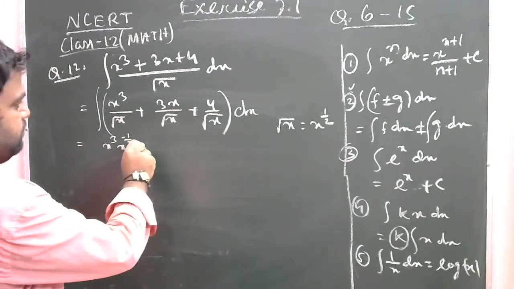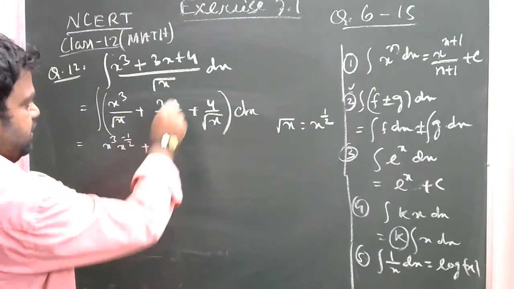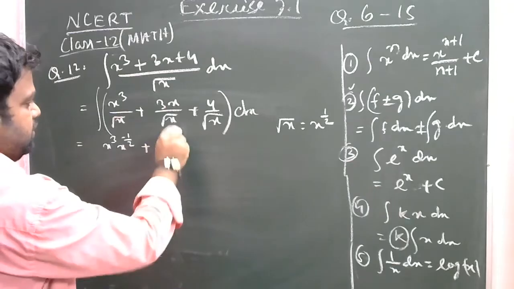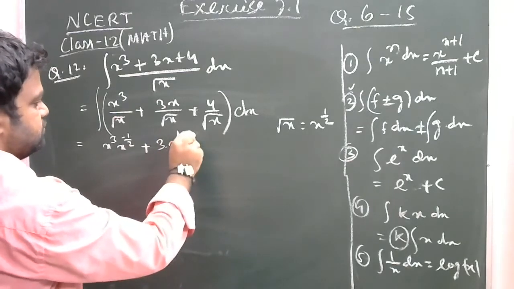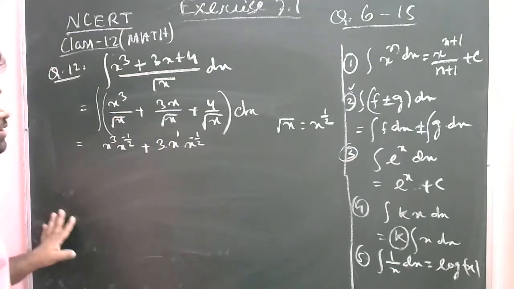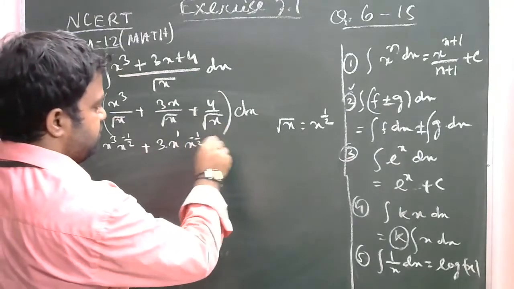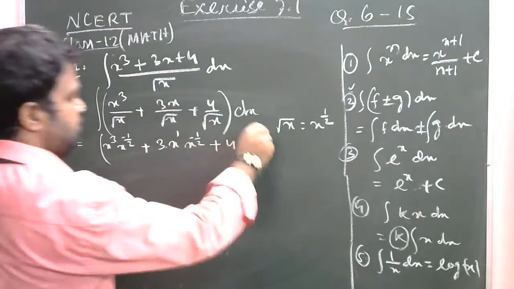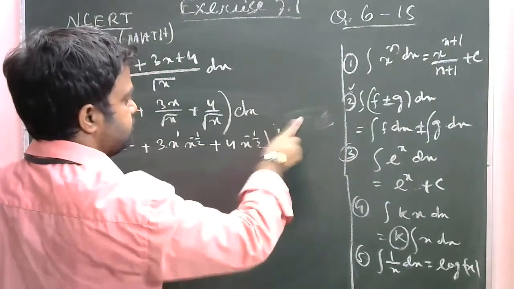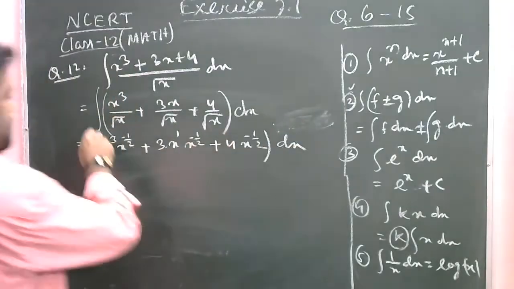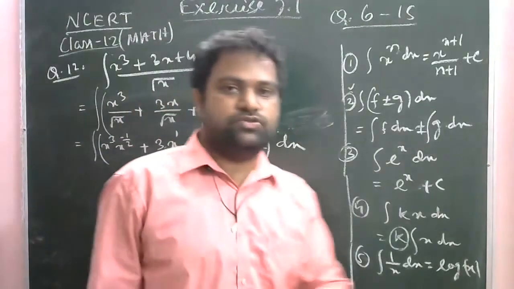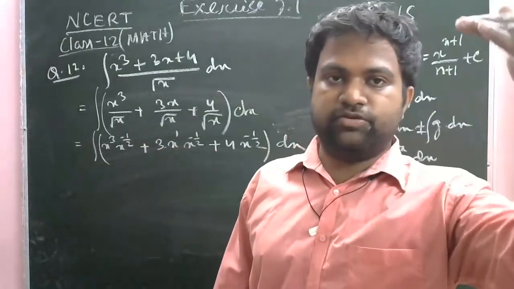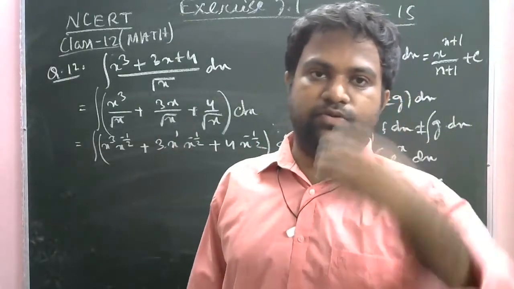Multiplication. Plus this is 3x by root x, so this will be root x, or you can write x to the power 1, this is x to the power minus half. Then if I take it to the numerator again, this is 4 x to the power minus half. Now it looks simple. I have just taken it to the numerator. Root x is x to the power half, right? If it is in the denominator and I take it to the numerator, the power will become negative.